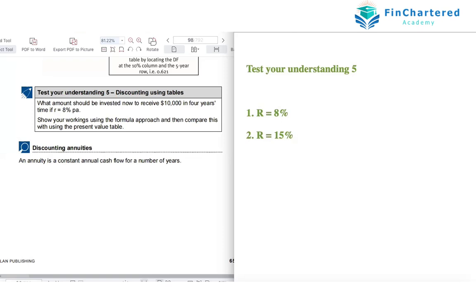You can use, again, just the discount factor table. Again, is this an annuity? No, this is normal discounting. You're getting 10,000 in 4 years' time. So discount it and tell me what answers you are getting for 8%, and what answer you get for 15%.